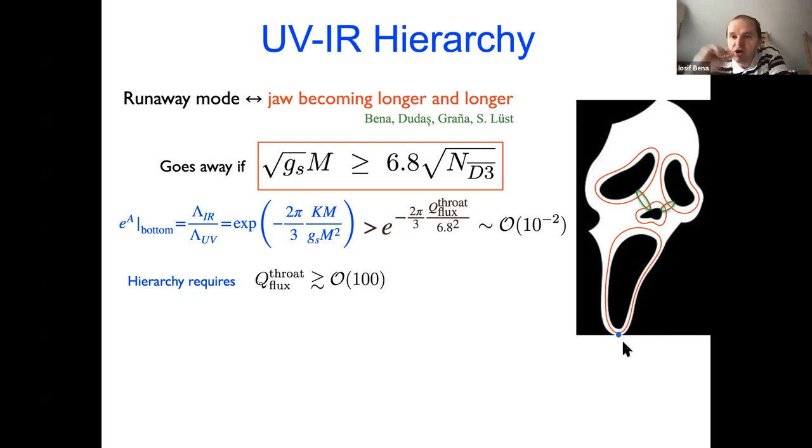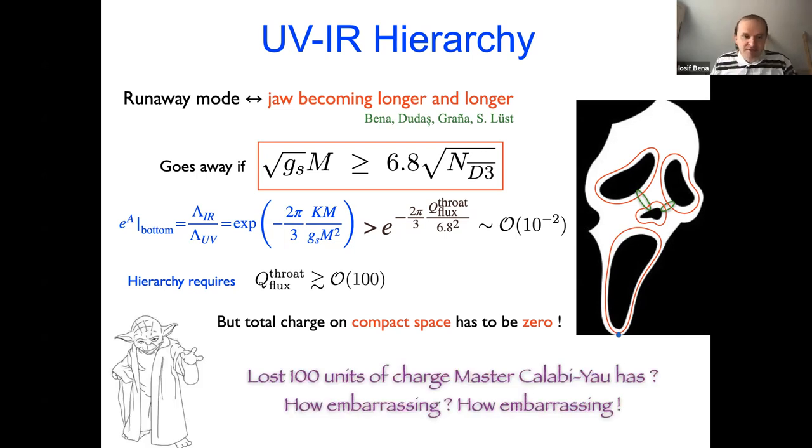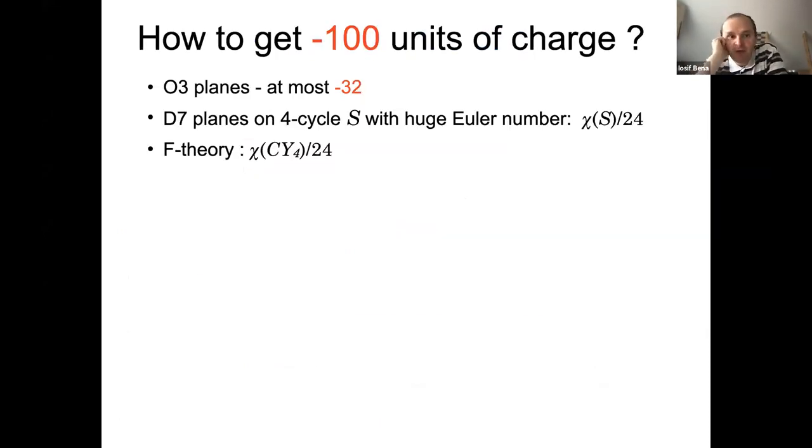Now, this is nice and beautiful, but when you have a flux quantization, the charge has to be equal to 0 because it's a compact space. So then you need to find 100 units of charge. And as my friend Master Yoda would say, lost 100 units of charge, Master Calabi-Yau has. How embarrassing. How can we find these units of charge? Now, you can say, how can we get minus 100 units of charge? Well, you can put orientifold 3-planes, but you cannot put too many of them. So the most you can get is minus 32. But you have other ingredients.